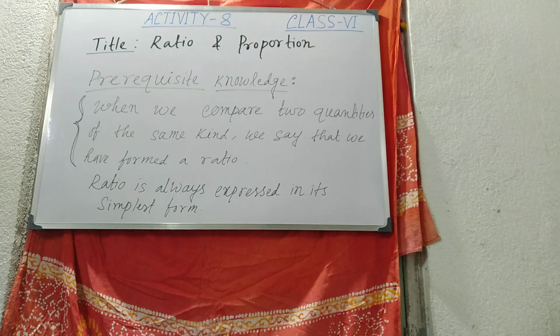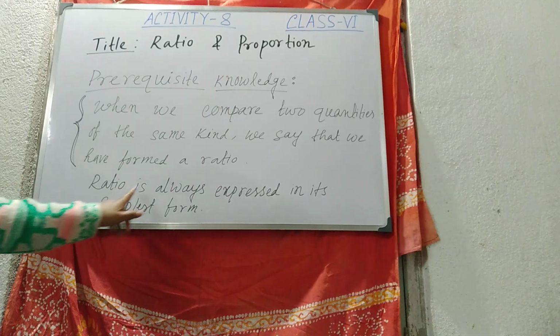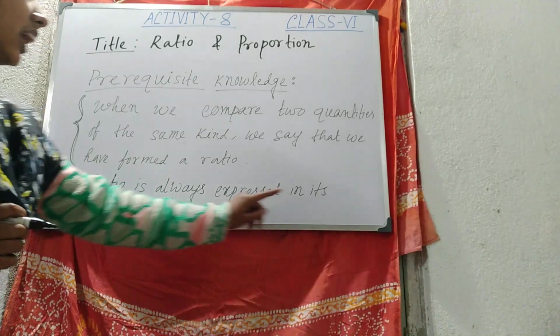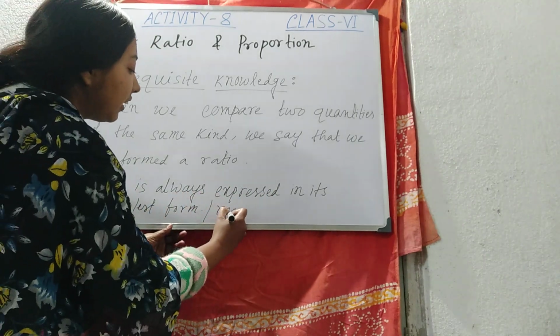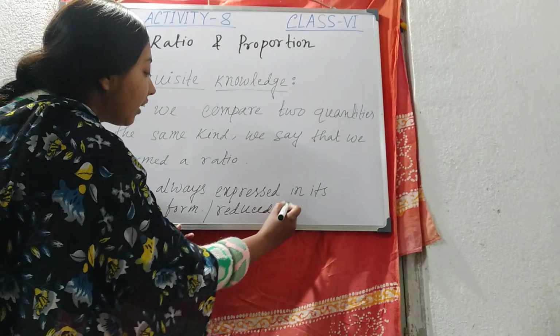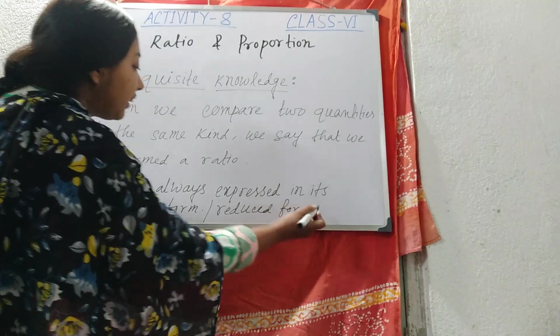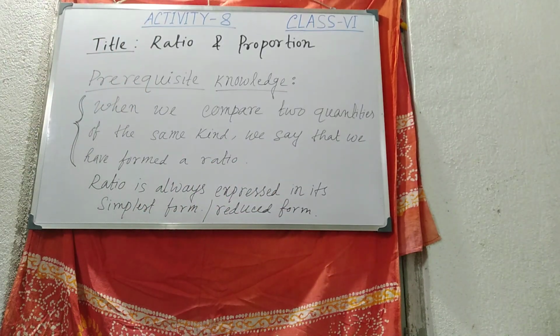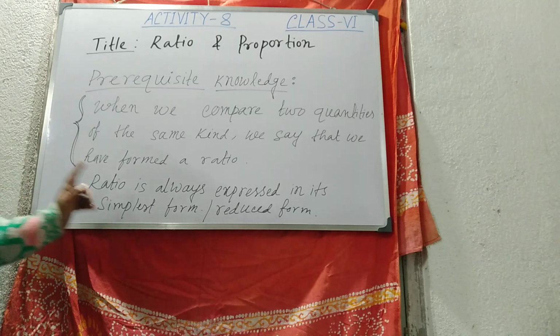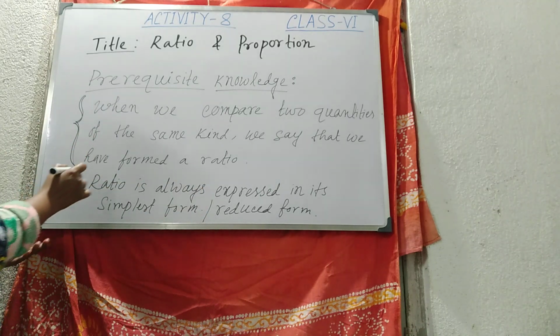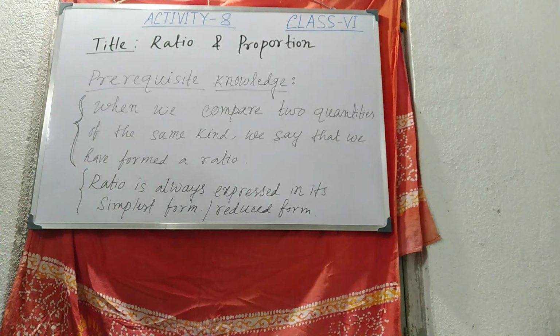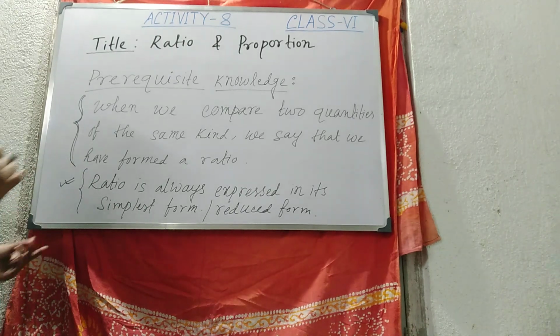Then the second one: ratio is always expressed in its simplest form, or we can also write reduced form. We have already learnt we always represent ratio in its reduced form or in its simplest form. That part also you have to know before doing this activity.